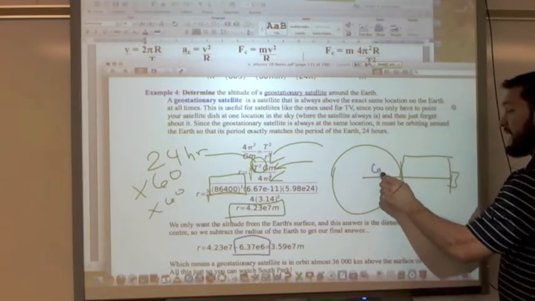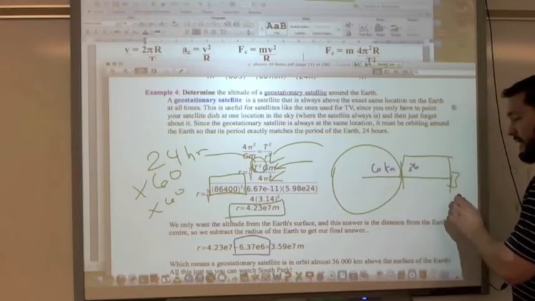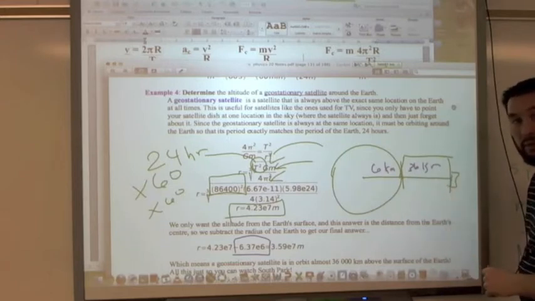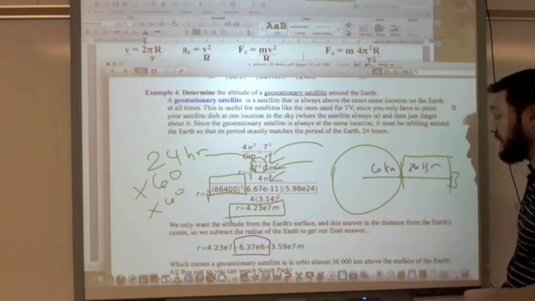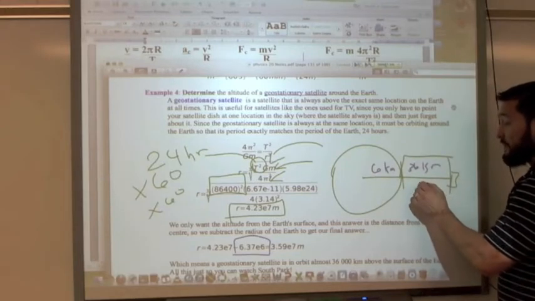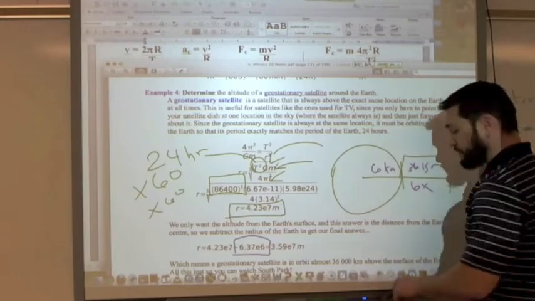So we're about, basically, 6 thousand kilometers here and 36 thousand kilometers here, in kind of a rough approximation to give you an idea. So 6 versus 36. So 6 times further out than the radius of the Earth. So they're pretty far away.